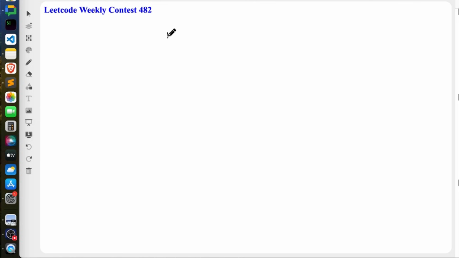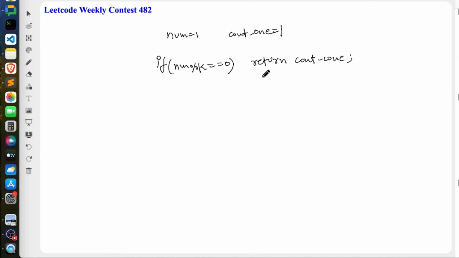So we start with num equals 1, and initially the count of 1 would also be 1, right? So initially you start with 1 and your count is also 1. So count 1 would tell you how many ones there are in the decimal representation of num, right? So what will the first step be? The first step would be to check whether this num is divisible by k or not. If this num is divisible by k, it means this is the minimum number, right? So just return this count of 1, because this is your answer.